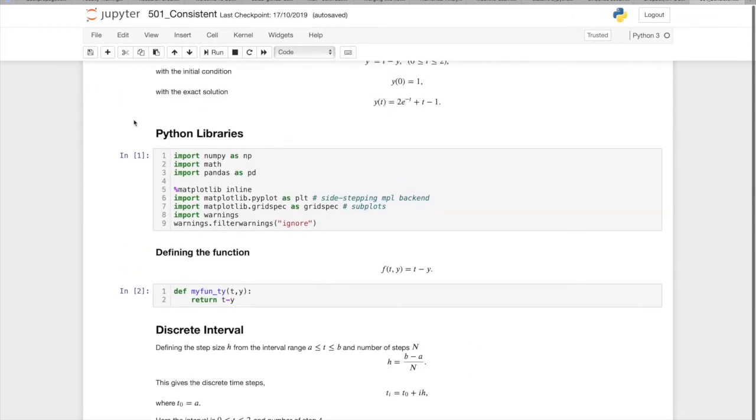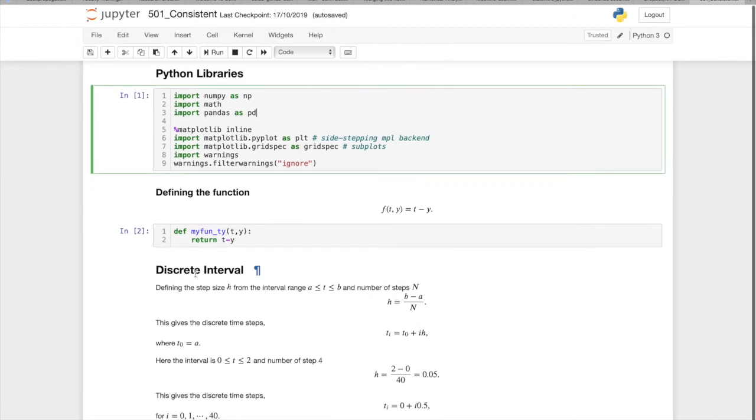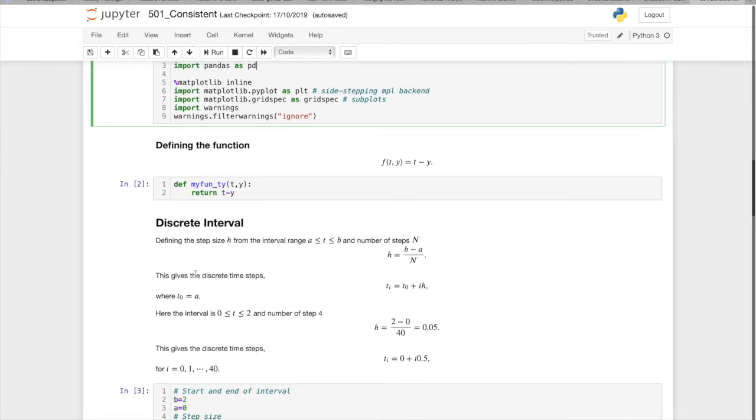We read in our Python libraries: numpy for vector application, math, which actually we don't need, but we'll leave in, pandas for the output, and then these are just for plotting. We define our right-hand side, which is f(t,y) is equal to t minus y. Very simply, we have it defined there. It's easy to change, and therefore this is very easy to adapt to another method.